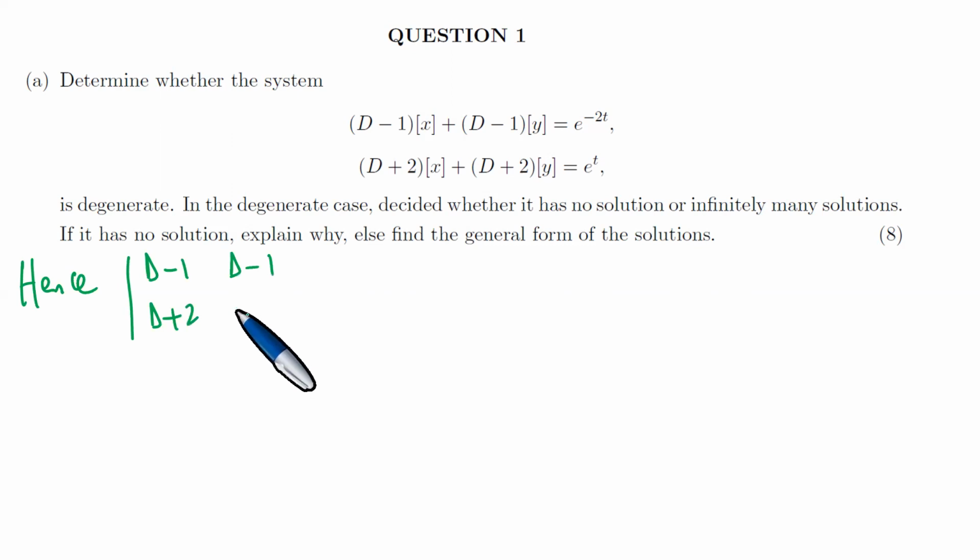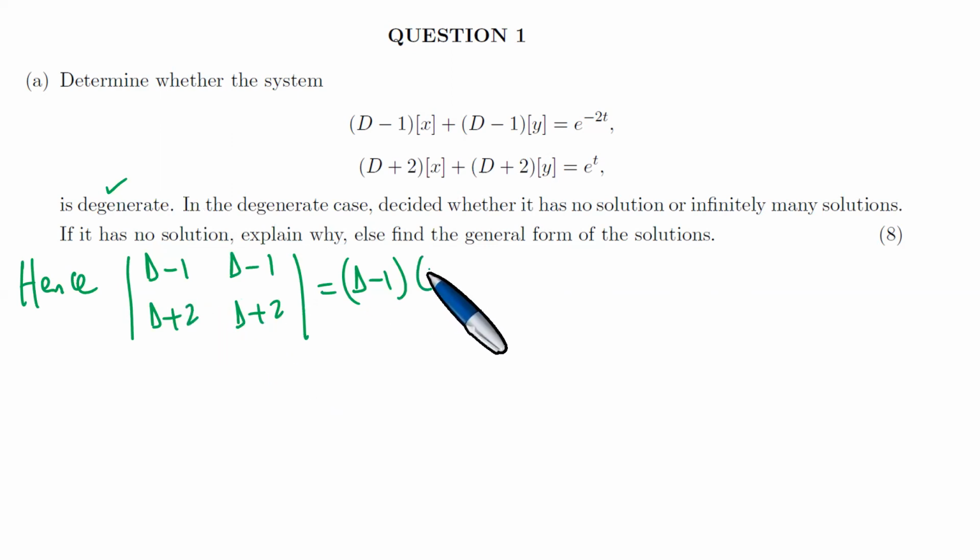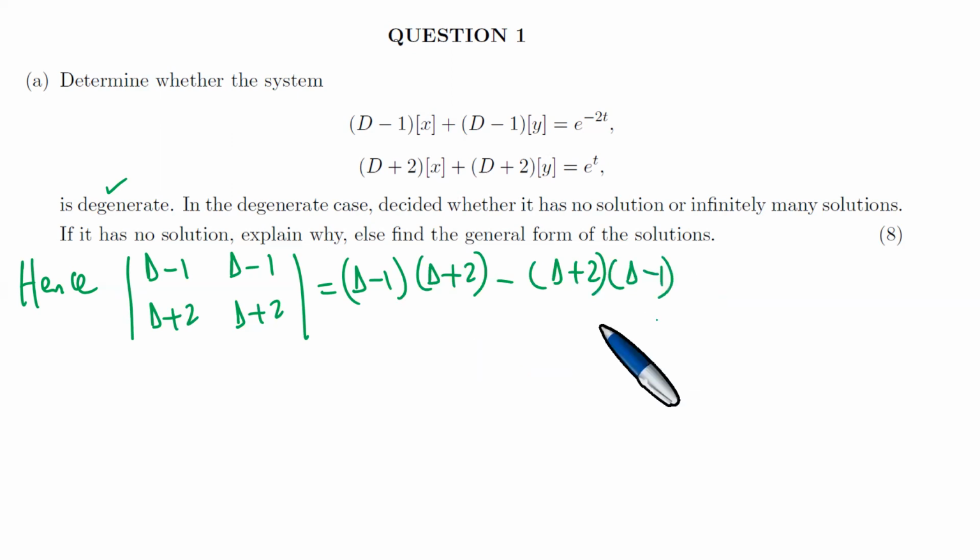D minus 1, d plus 2, which is equal to... Okay, so to find the determinant of the coefficient matrix, we want to decide whether it is degenerate or not. So we obtain the determinant like this. How do we find the determinant, and what method do we use to compute it? We use a method called cofactor expansion.